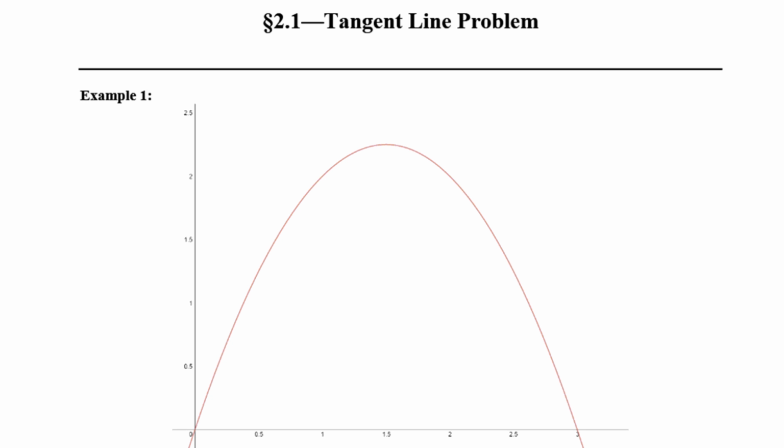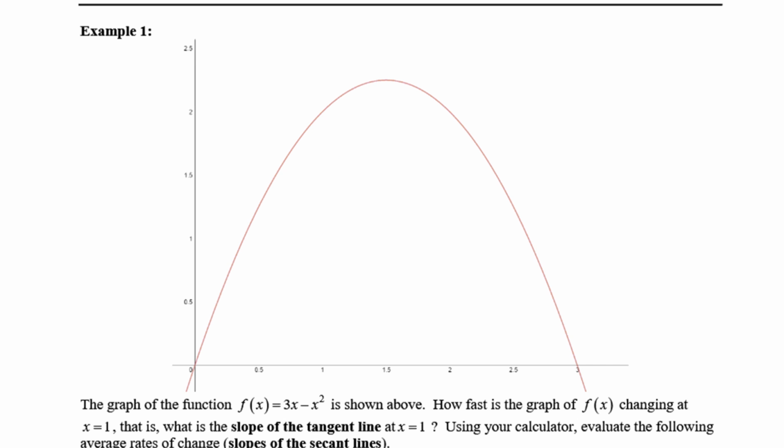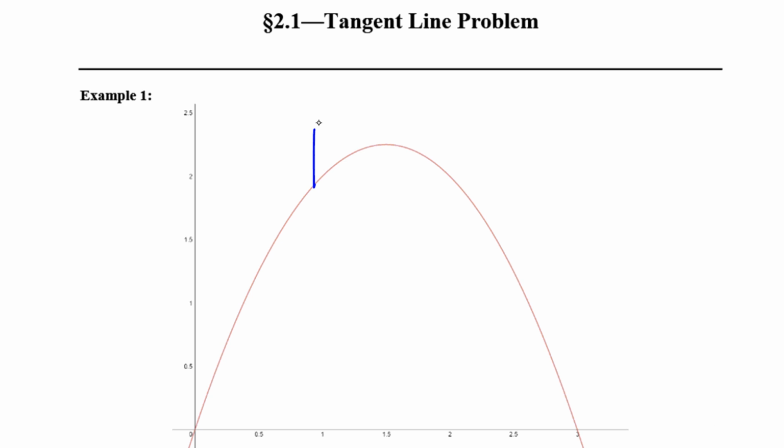2.1, here we have the tangent line problem. We have the graph of a parabola shown here. And what we're asking with this is how fast is the graph changing at x equals 1? Right here. How fast is it changing about right there?